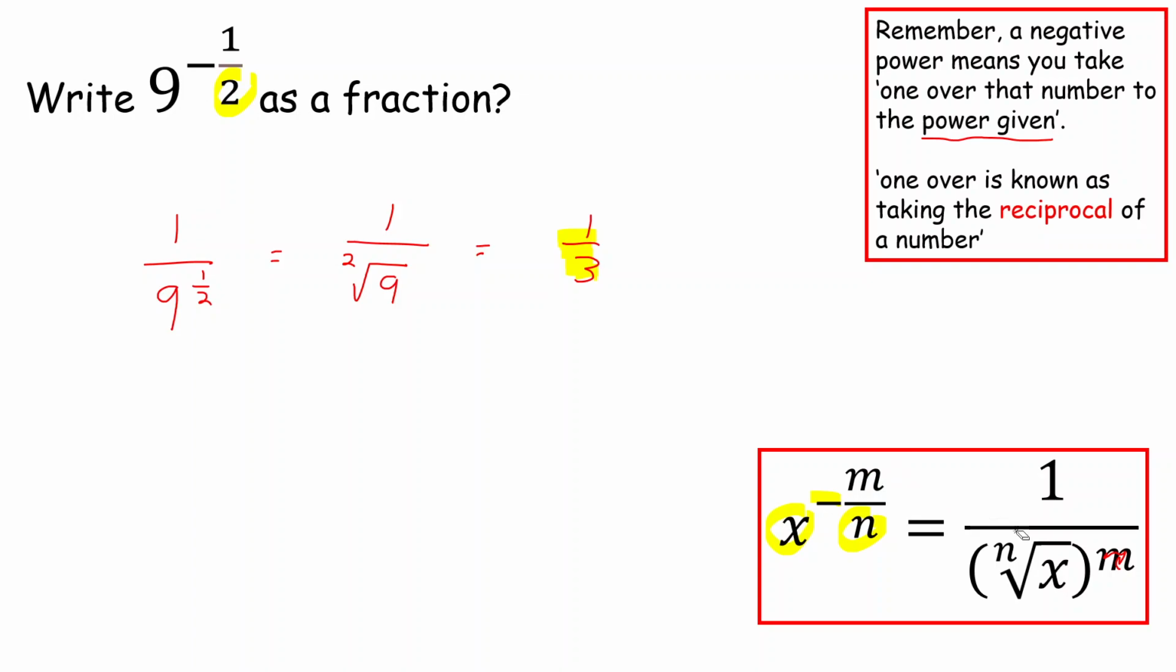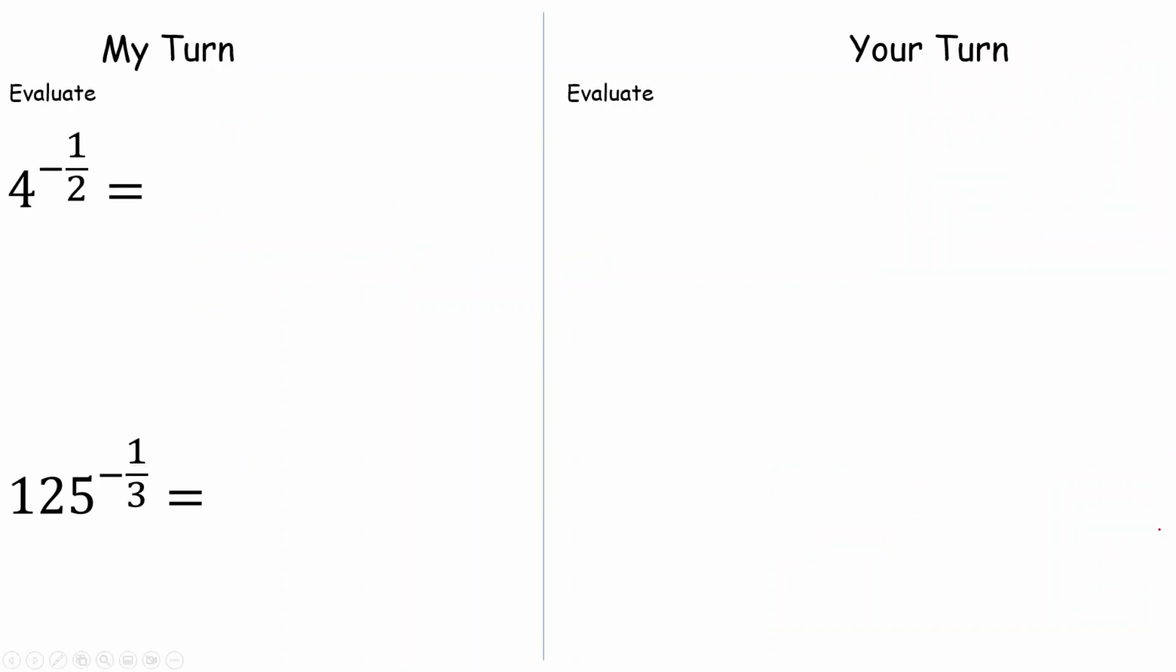Okay, but let's look at some examples now. So we'll go through a couple of my turn, your turns, and I believe that's going to be it for this video. So the first one, again, first of all, you see a negative power. You think straight away, reciprocal, you go 1 over your number, and your power here is 1 over 2, so power of 1 over 2, okay?